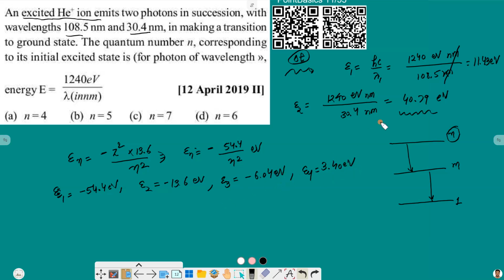So we can see this 40.8, if we subtract these two, 54.4 and 13.6, this will give us 40.8. So this transition can't be between level 1 and 2. This transition has to be between level 1 and 3. And if we subtract 54.4 minus 6.04, this will be something around 48.